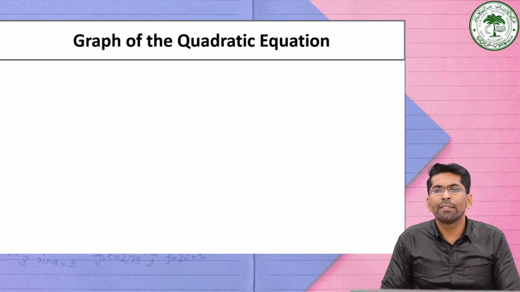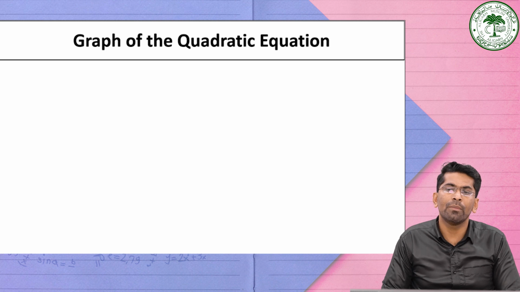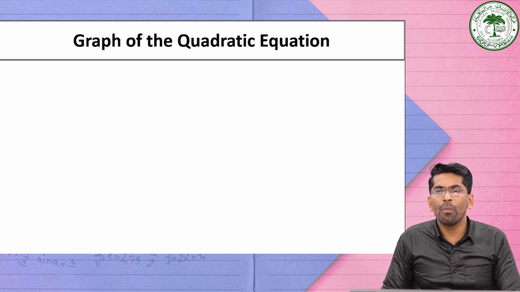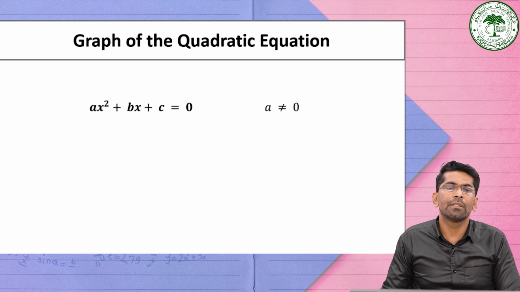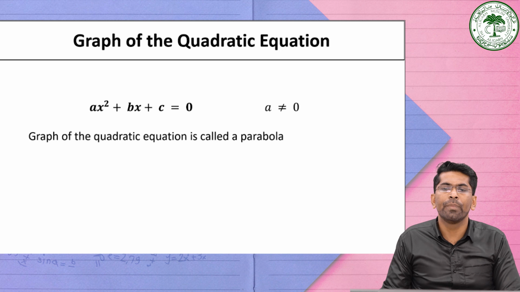We have already said that a quadratic equation is an equation in which the highest power of the unknown variable x is 2, which means that the highest power of the variable is 2. So the general form of a quadratic equation is ax square plus bx plus c is equal to 0, where a, b, c are constants and a is not equal to 0. If you go for graphing the quadratic equation, then it is generally called a parabola.